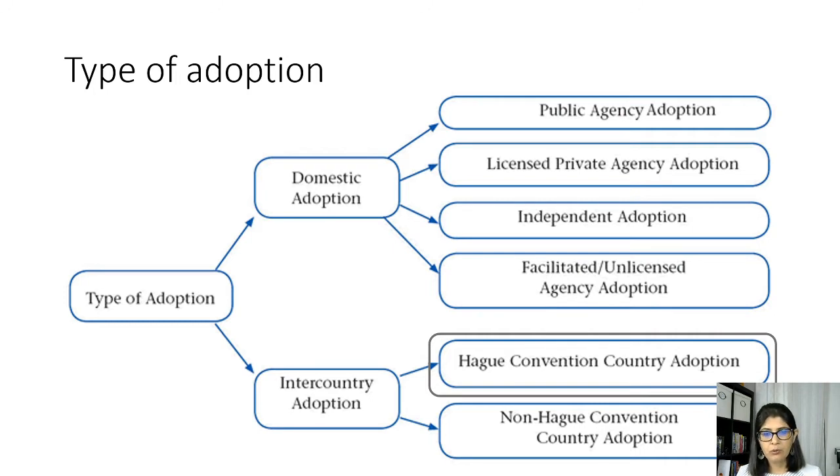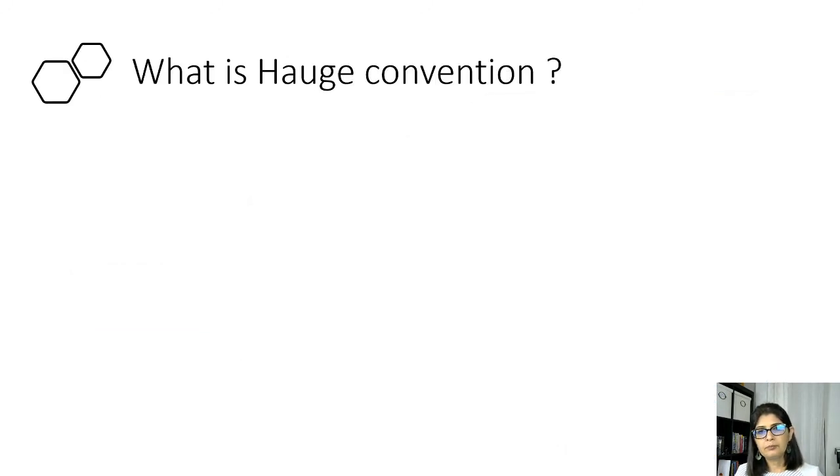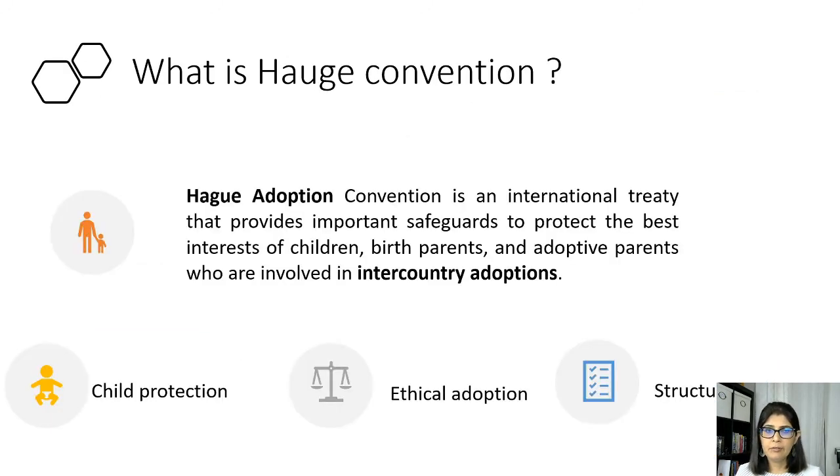For this video, I want to focus on the Hague Convention country adoption, and which rules and regulations basically make it almost impossible for NRIs to adopt from India. Given both the US and India are part of the Hague Treaty, you can only follow the Hague Convention inter-country adoption if you want to adopt from India. If you don't know what the Hague Convention is, it's actually an international treaty which is signed by many countries, and India and the US are among those.